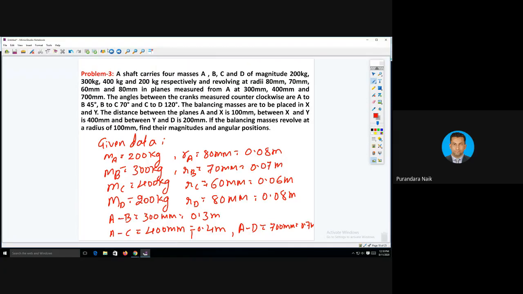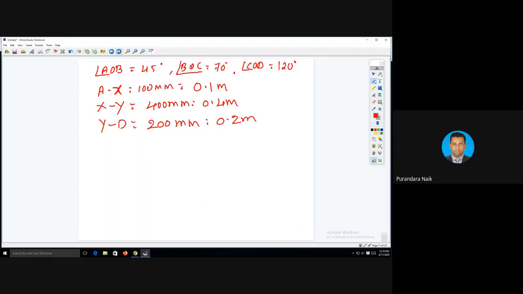Similarly, the next is the radius of the balancing masses, which is given. Rx is equal to 100 millimeter, which is equal to 0.1 meter. Similarly, Ry is also the same, equal to 100 millimeter, equal to 0.1 meter. This is the given data in the problem.